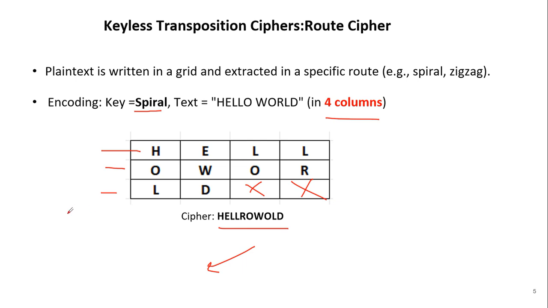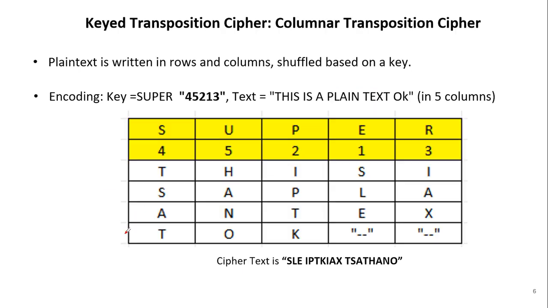At the receiver side we need to do exactly the opposite, because at the receiver side we know 4 columns are there. So we write in a spiral way first, and then we read row by row, so we will get the original text.